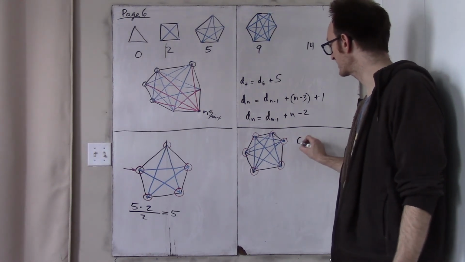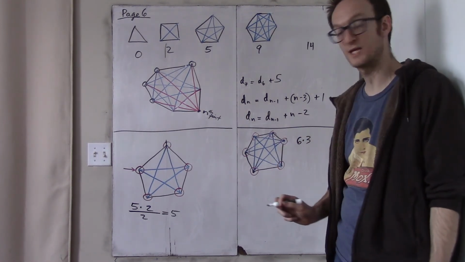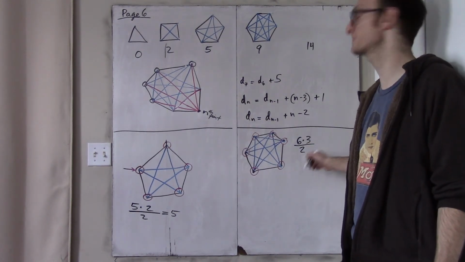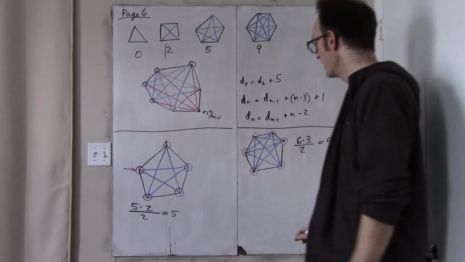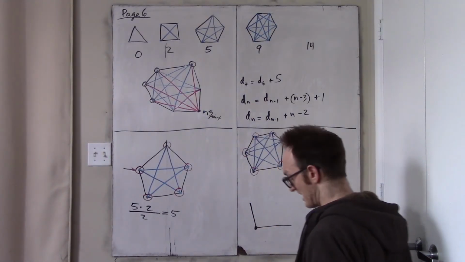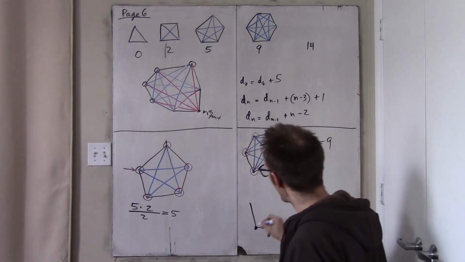Diagonals. So I have 6 vertices times 3 diagonals at each vertex. But once again, I need to divide by 2 because I've double counted every diagonal, and so the answer is 9.